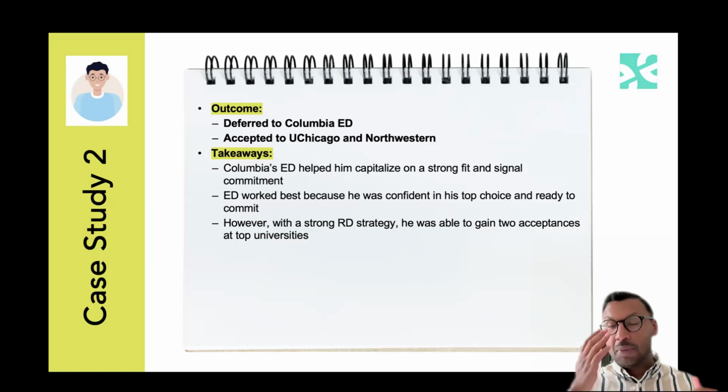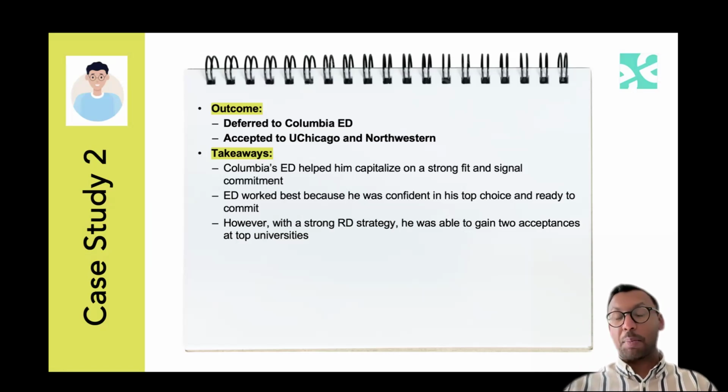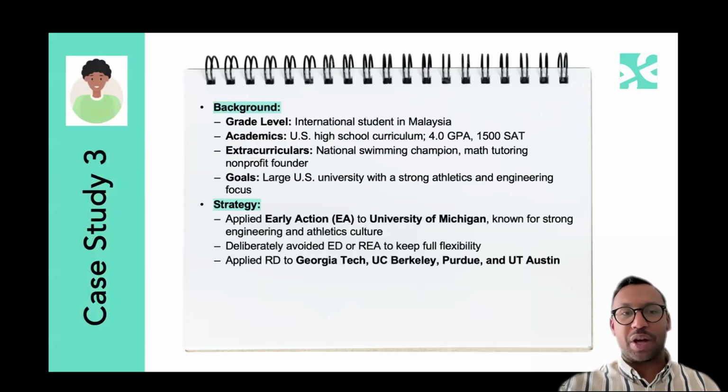However, at the same time, noting that applying to university is so competitive right now, he decided that his RD strategy needs to be equally as strong. So he has some of those schools that are similar and perhaps as competitive as Columbia, and he was able to gain two acceptances to top universities. Okay, so this is where it didn't work out as planned, but at the same time, getting an offer from U Chicago and Northwestern, I don't think that any student would be disappointed with those outcomes. And so this is why it's important to really think about how you are managing the entire application strategy.